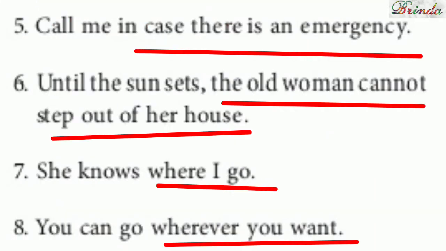Call me in case there is an emergency. So in case there is an emergency is subordinate clause and bold one, call me, is main clause. Until the sun sets, the old woman cannot step out of her house. So until the sun sets is subordinate clause and bold one is main clause. Okay, she knows where I go. So where I go is subordinate clause and she knows is main clause. Eighth one, you can go wherever you want. So wherever you want is subordinate clause, you can go is main clause.